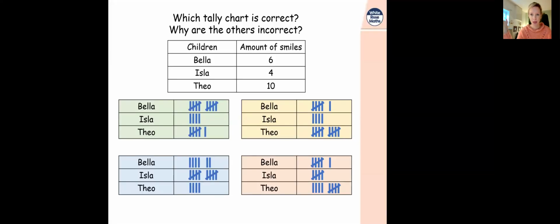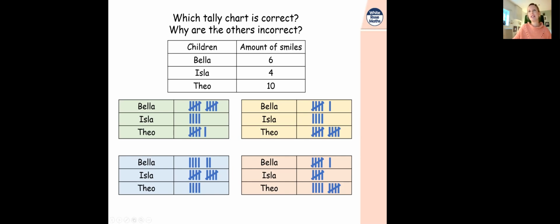Get ready. So before we go on to that, let's recap our pictogram learning. And there's a question to wake our brains up and get us focused. It says, which tally chart is correct? Why are the others incorrect?